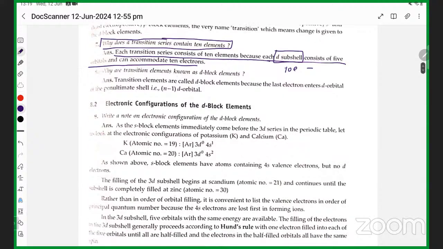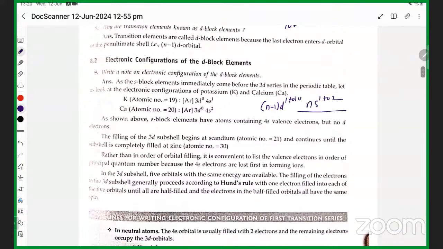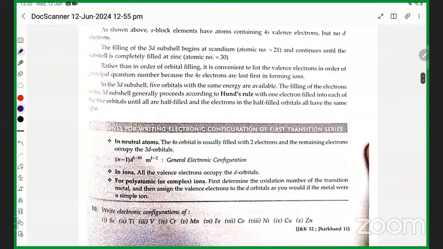Next one, electronic configuration. What is the general electronic configuration? Sir, the general electronic configuration is (n-1)d1 to 10 ns1 to 2. That is the general electronic configuration. We have already done this one.